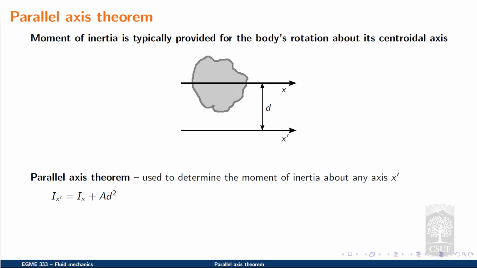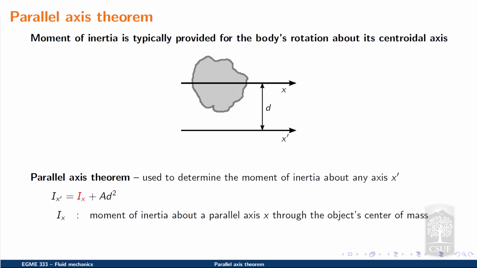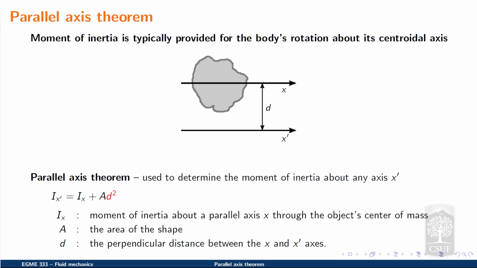To do so, we use the following equation, where the new value for the moment of inertia, capital I sub x prime, is equal to the moment of inertia about the parallel axis through the object's center of mass, capital I sub x, plus the area of the shape, capital A, times d squared, where lowercase d represents the perpendicular distance between the x and x prime axis.